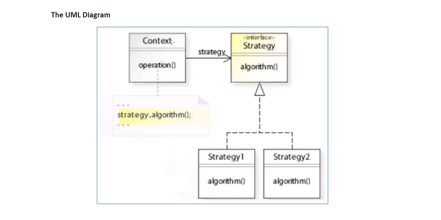We have a context class, which contains an operation, and that operation triggers the strategy's algorithm. As you can see, the strategy pattern implements the solution using aggregation. It doesn't make use of inheritance, but it makes use of aggregation.